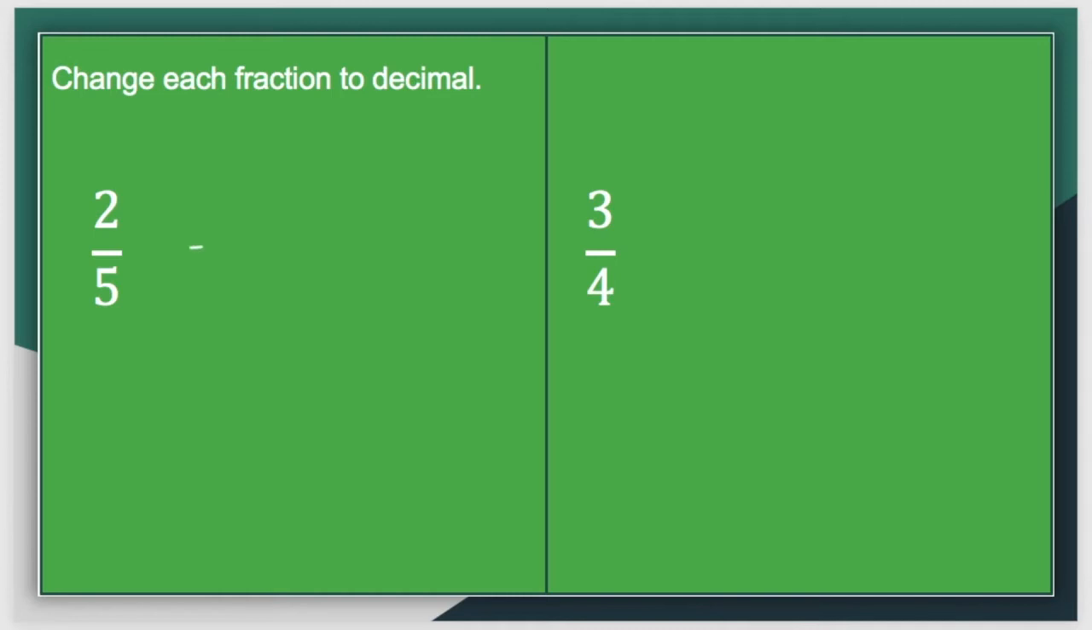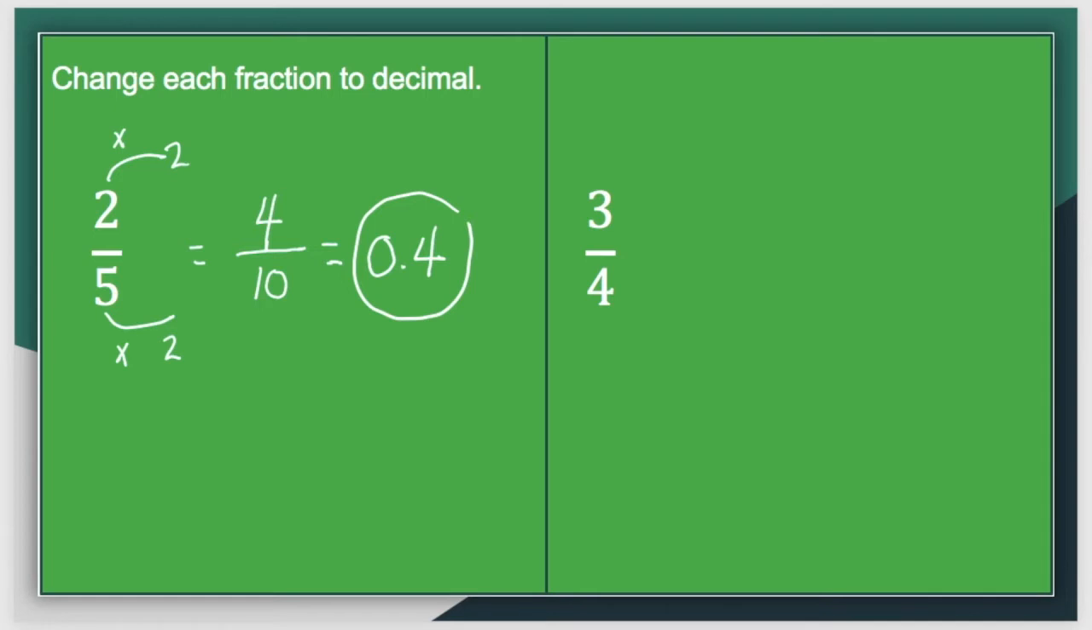In this case, it's easier if we rename it with a denominator of 10. So to get 10, we simply multiply 5 by 2. And we'll do the same thing for the numerator. 2 times 2 is equal to 4 over 10. Now that we have renamed our fraction with a denominator of 10, it is easy to convert this into a decimal. 4 tenths can be written as 0.4.